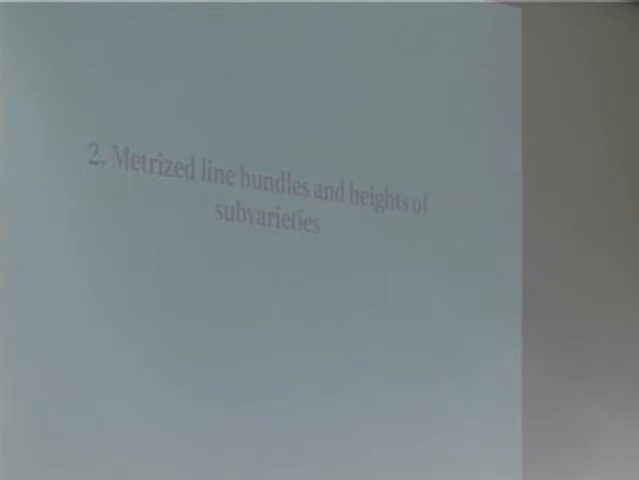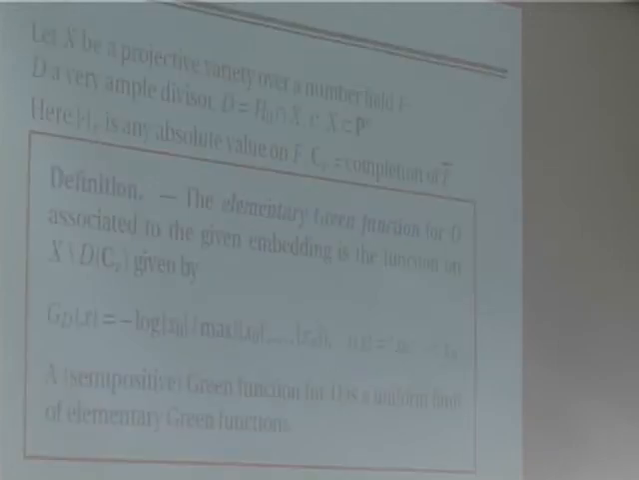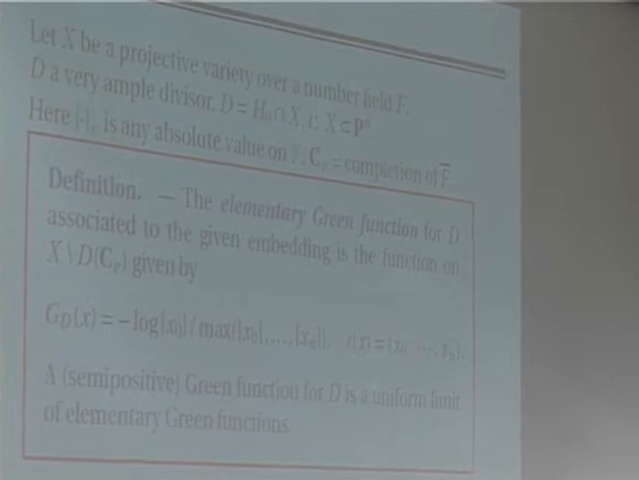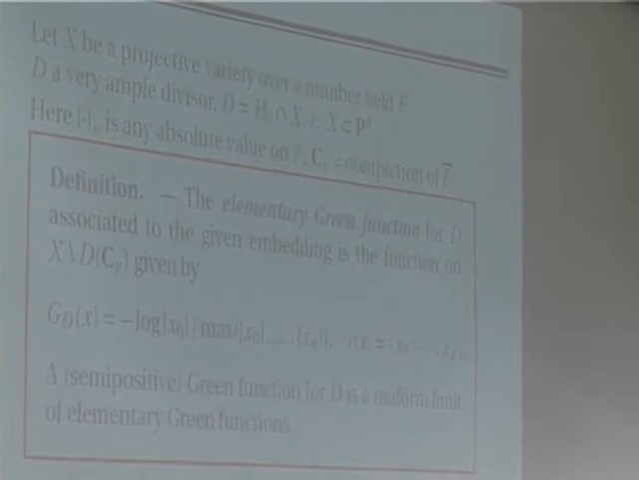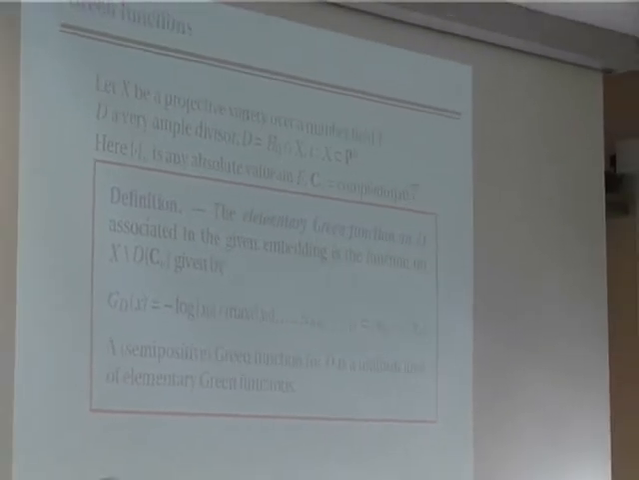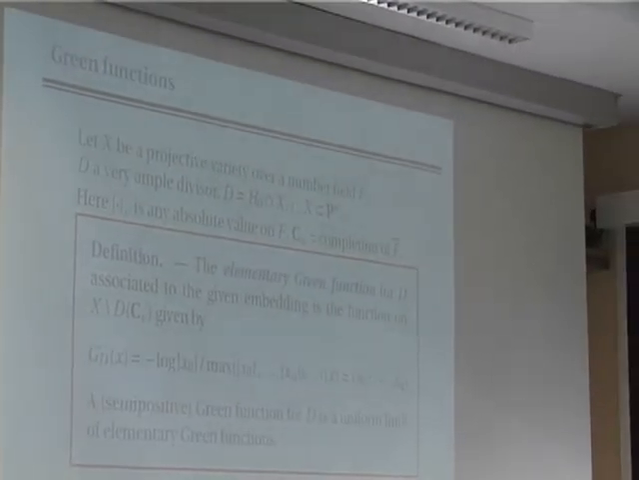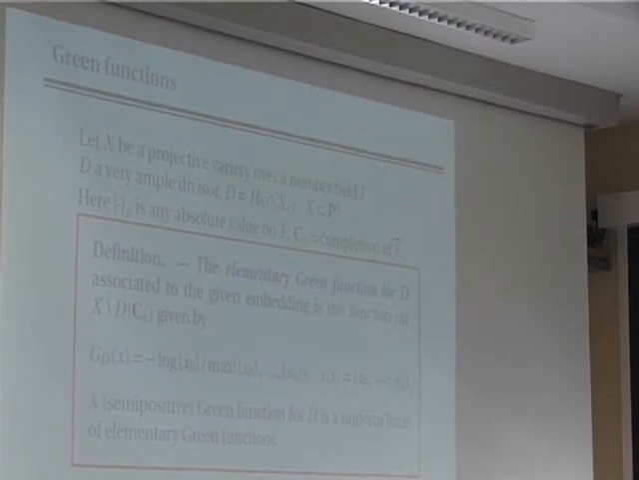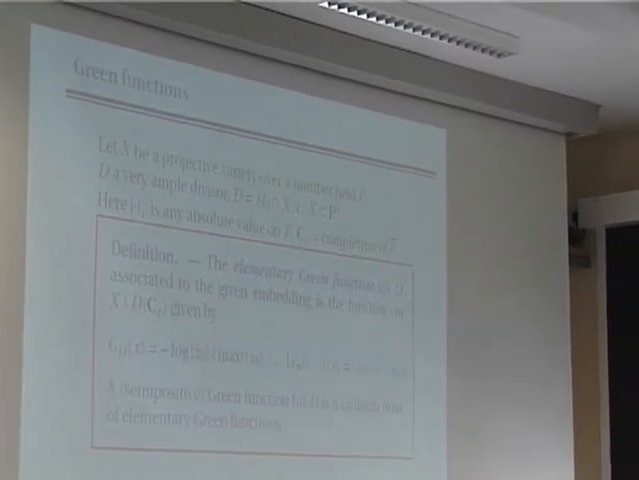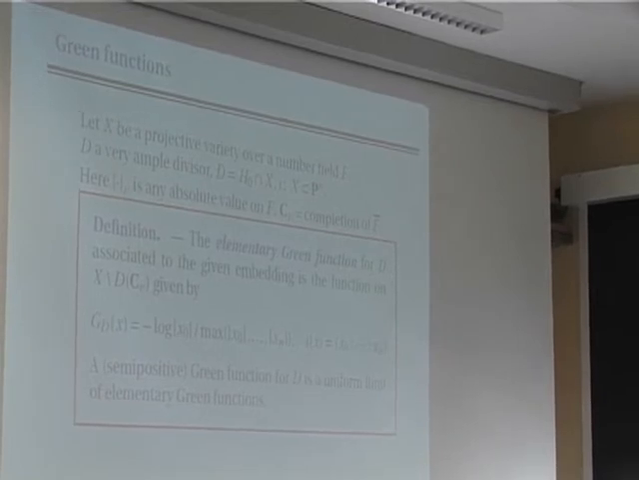And if one wants to have all places of Q on an equal footing, it's better to look also at similar norms at finite places. I'll begin by defining elementary Green functions for divisors. So I consider a projective variety over a number field F, and a very ample divisor D. So D is the intersection of X with some hyperplane H naught of Pn when X is embedded in Pn.